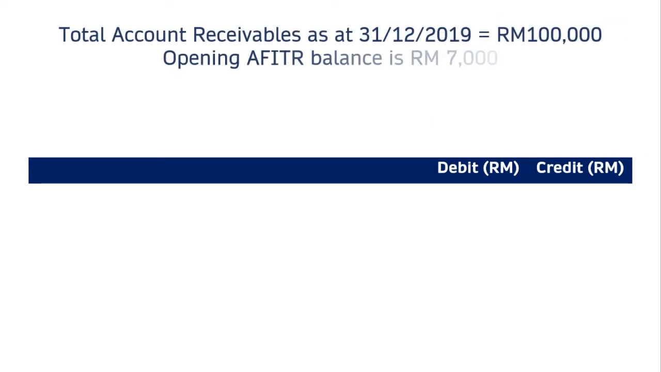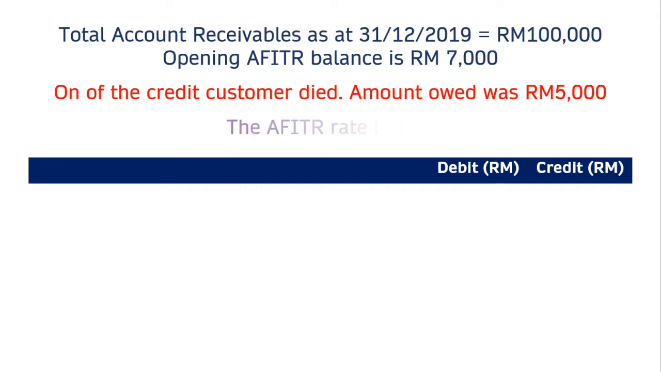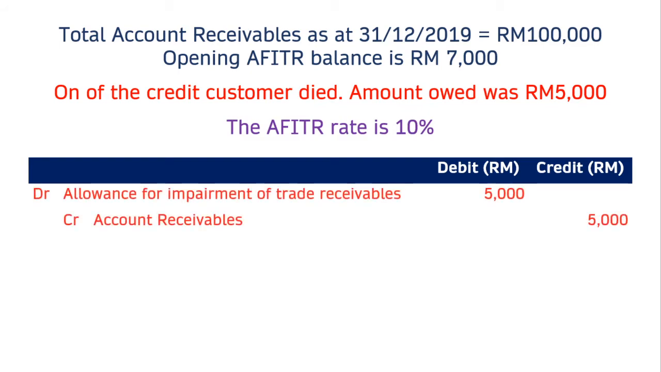Let's say as at 31st December 2019, the total accounts receivable is 100,000 and the opening allowance for impairment of trade receivables is 7,000. One of the customers did die and he owed us 5,000, and the company decides to provide 10% allowance for impairment of trade receivables. First, we need to write off the amount due from the customer that has just died. This can be done by debiting the allowance for impairment of trade receivables and crediting our accounts receivable.